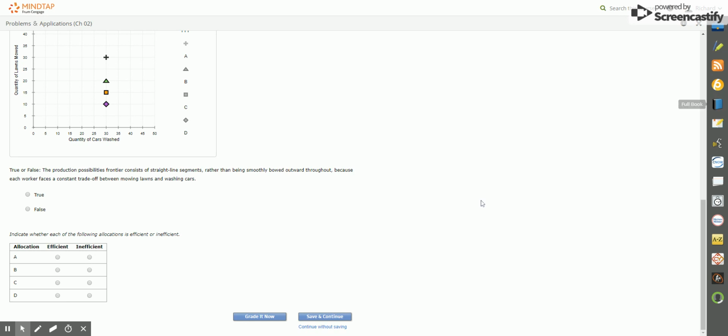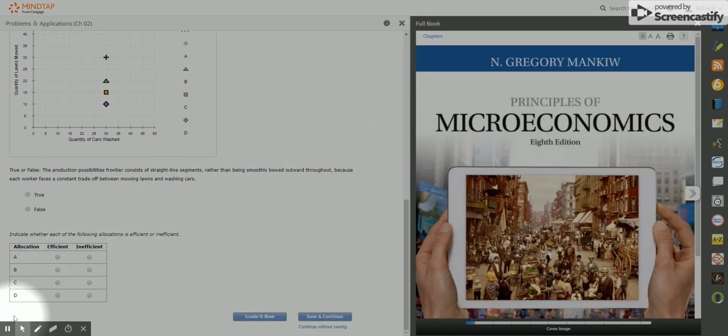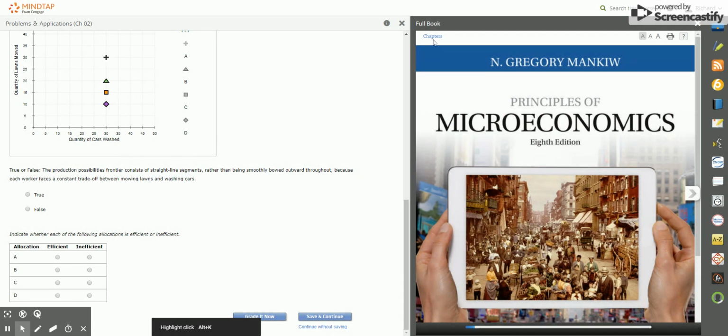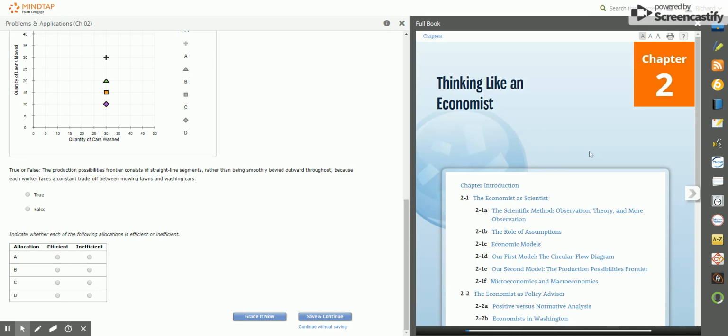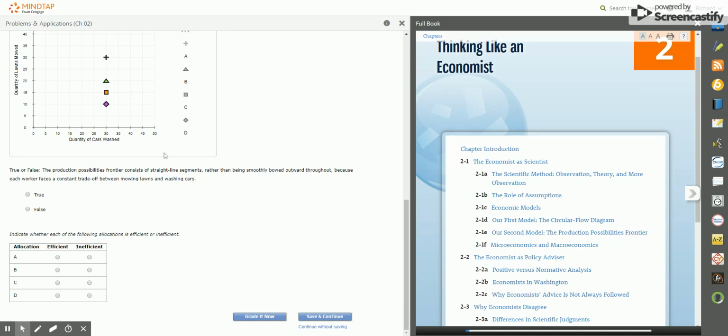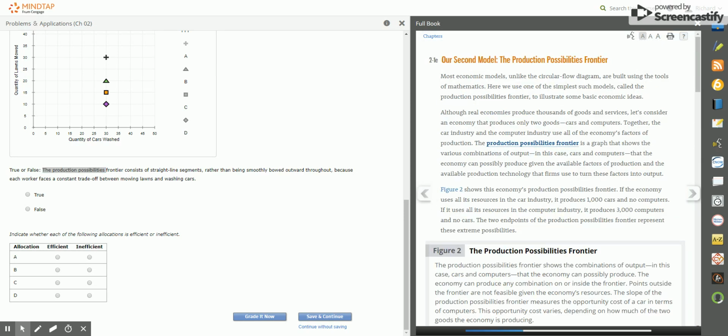So if I look over here to the far right, again, let me just highlight that for you. Come over here to the far right, you can click on the full book, and it'll open that up for you. And I know I'm in chapter 2, so I'm going to click on the chapters tab here. I'm going to go to chapter 2, Thinking Like an Economist. And I know I'm dealing with a production possibilities frontier. It even tells me that over here. So I'm going to look for the section that talks about production possibilities frontier. I come here. It opens up that part of the book for me.